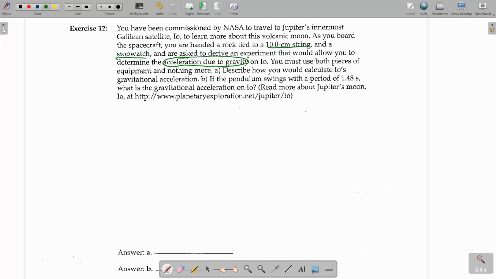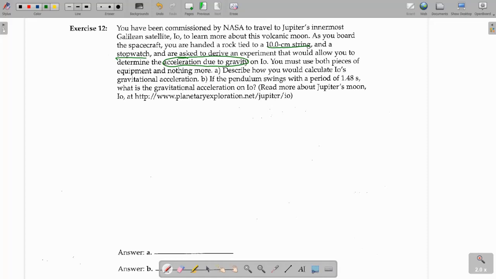For part A, I do want you to actually write this down, put it in words, and once again, that'll be a way for me to check to make sure you're not just fast forwarding through the video. So what you could do is take a rock and tie it to that string, and then create a man-made pendulum, swing that thing back and forth, and use the stopwatch to time it. Then all you have to do is calculate the period of the pendulum. Once you have the period of that pendulum, you can use that and the length of the string to calculate the acceleration due to gravity on Io using the equation 2 pi times the square root of length over acceleration due to gravity.